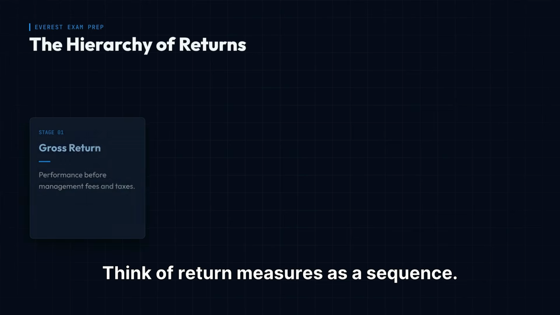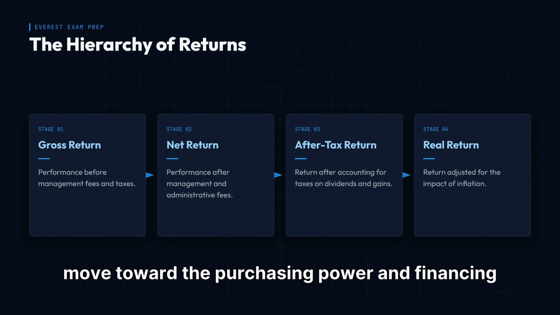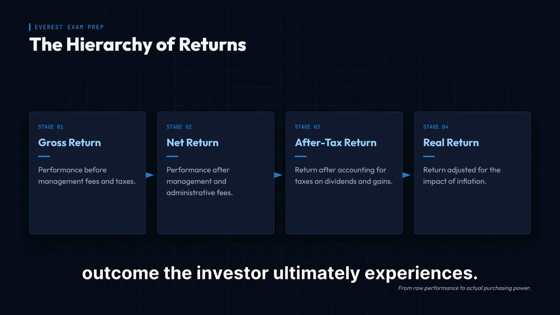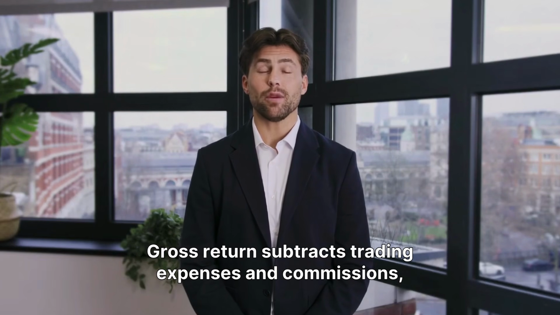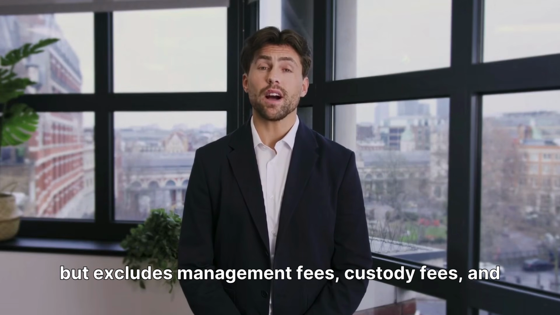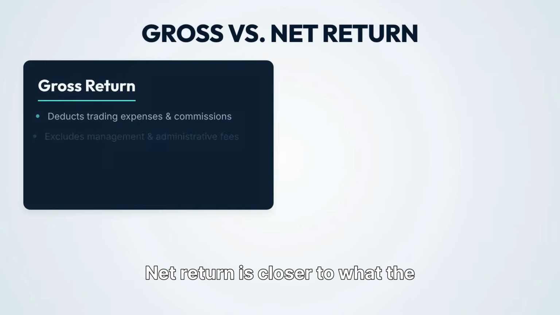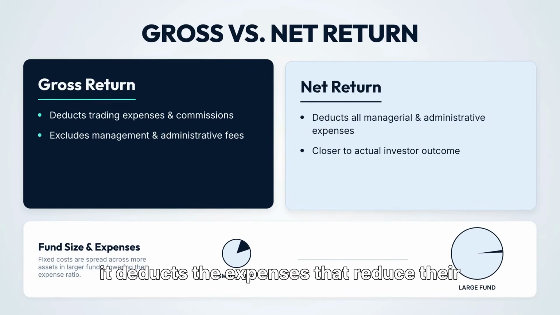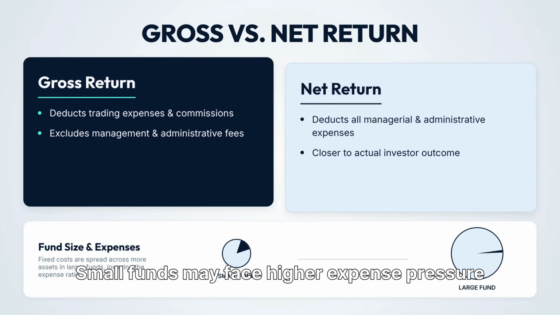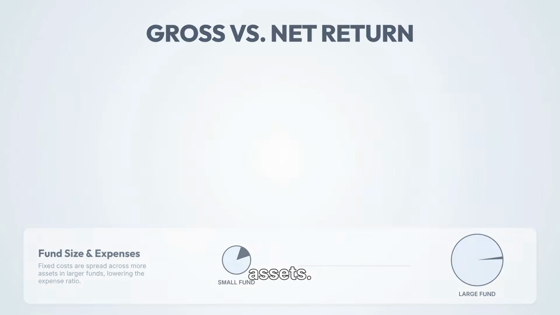Think of return measures as a sequence. Start with performance before investor-specific costs, then move toward the purchasing power and financing outcome the investor ultimately experiences. Gross return subtracts trading expenses and commissions, but excludes management fees, custody fees, and taxes. It is mainly used to evaluate the manager's investment skill. Net return is closer to what the investment vehicle earned for its investors because it deducts the expenses that reduce their actual result. Small funds may face higher expense pressure because fixed costs are spread across fewer assets.